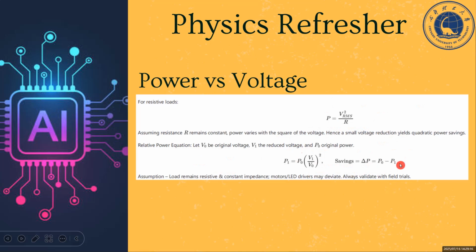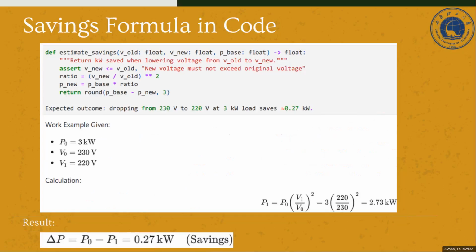It means P0 minus P1. So we are assuming that load remains resistive and constant impedance. So motor or LED drivers may deviate. So always validate with field trials. So for the saving formula in code, this is what we do.